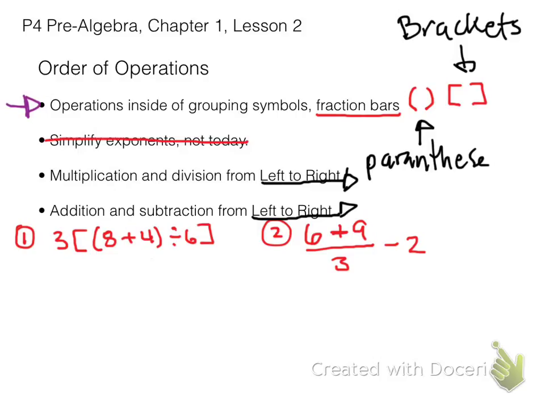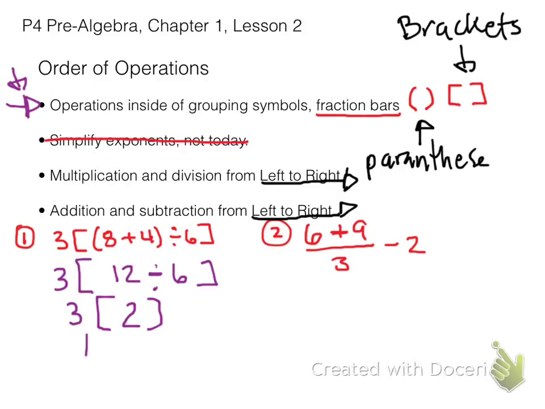Can I do stuff inside the parentheses? Well, yes, I can. 8 plus 4 is 12, and since we've simplified the parentheses we can now get rid of them, but we still have what's going on inside the brackets. So I'm still on the grouping symbol step. Now 12 divided by 6 is 2, because if I divide 12 into groups of 6, I'm going to have 2 groups. So now I've simplified inside of the brackets. I could turn them into parentheses, but they'll stay as brackets.